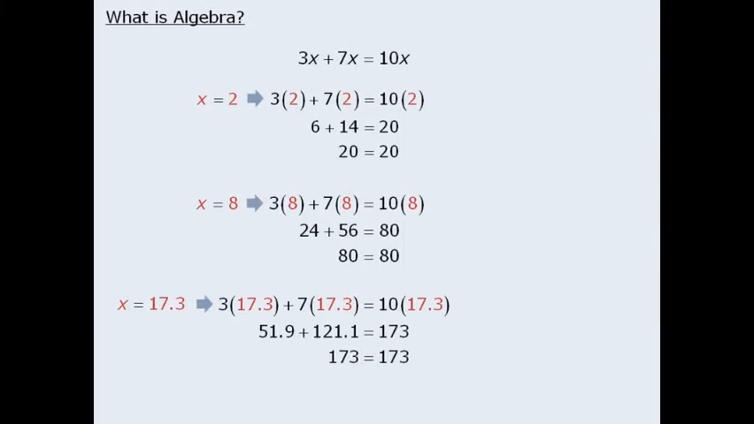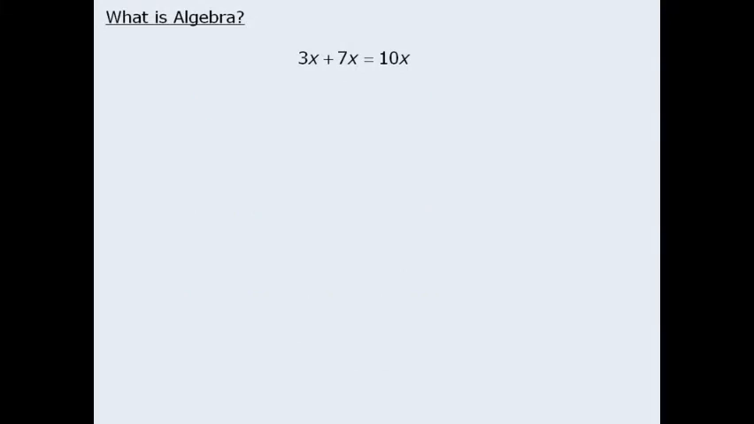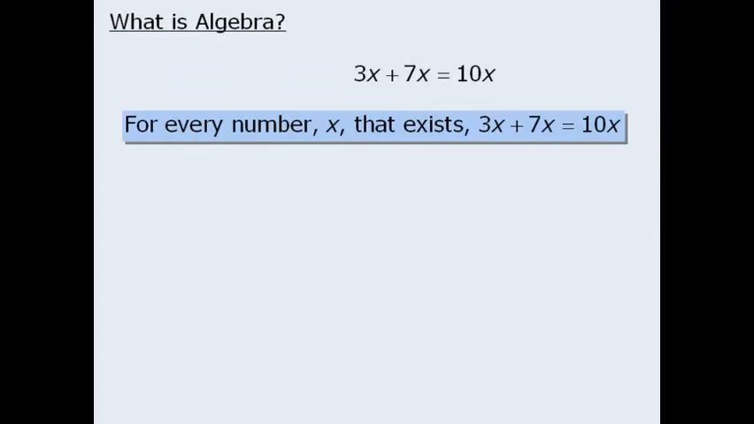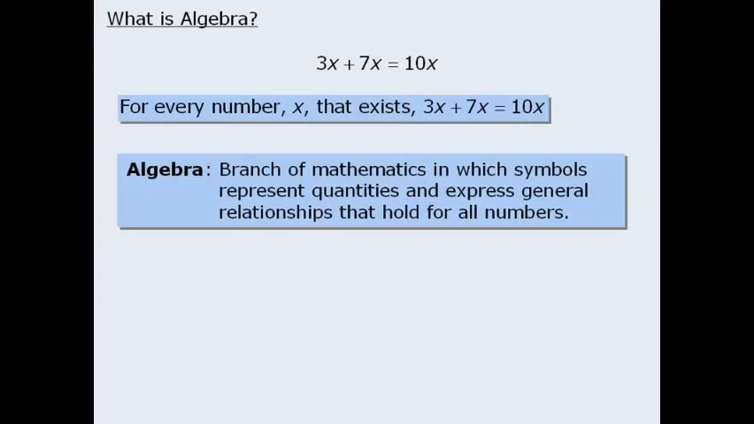From here we might make a general comment about 3x plus 7x and 10x. We can say that for every possible value of x, 3x plus 7x will always have the same value as 10x. This kind of generalization is what algebra is all about. Algebra is essentially a tool that uses letters to express general relationships that hold true for all numbers.